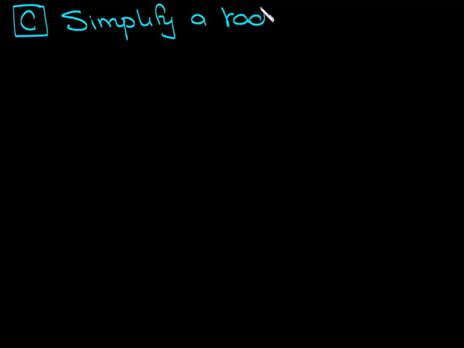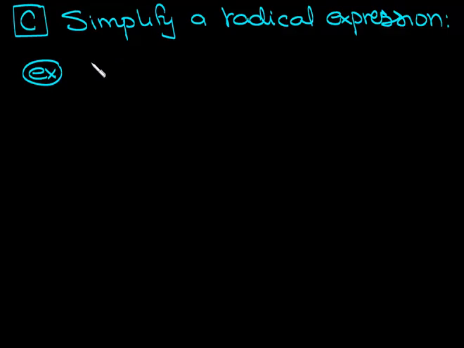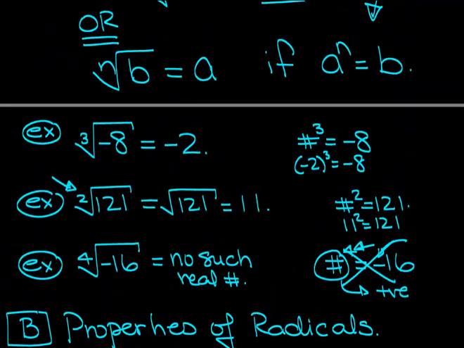The next thing we want to do is start learning to use these properties. So this is C. The first thing we're going to do is learn to simplify a radical expression. Remember, the word simplify basically means we want to make it simple, we want to make it easy on our eyes. So let's take a look at some examples. Let's start with something simple first and we'll work our way up. Earlier I did some examples for you: the square root of 121 was 11, the cube root of -8 was -2, and so on. We did some simple examples.